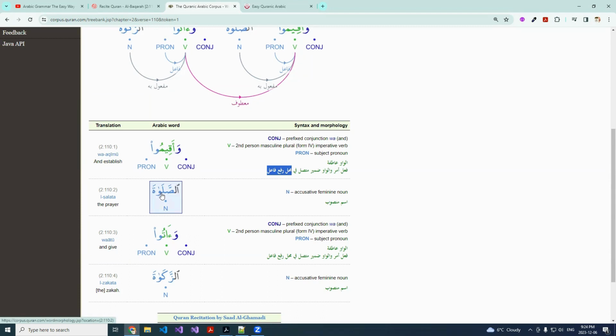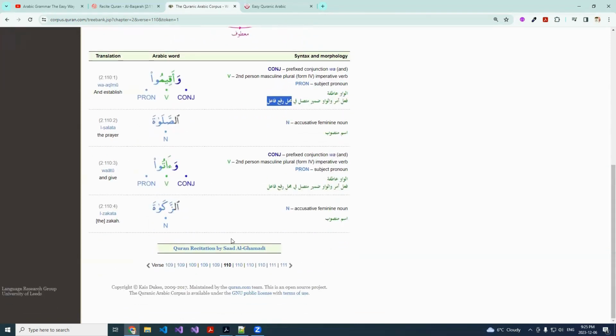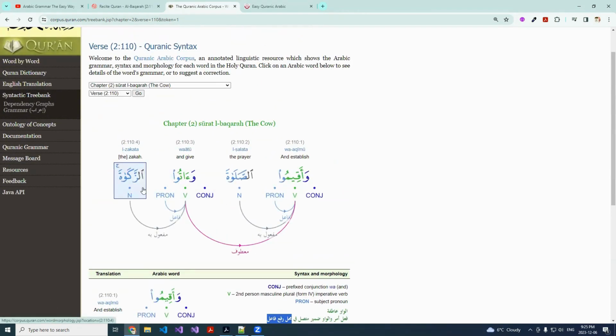So when we said as-salata, some people said nasab, some people said mansub. There is no difference in saying nasab or mansub. Basically, when a noun is in the status of nasab, it is known as mansub. And since it's an ism, we say it's ism mansub. It's just jargon. So inshallah we have already looked at it, that zakah is the maf'ul bihi for atu, and in wa aqimu as-salata, this salata is the maf'ul bihi for this.